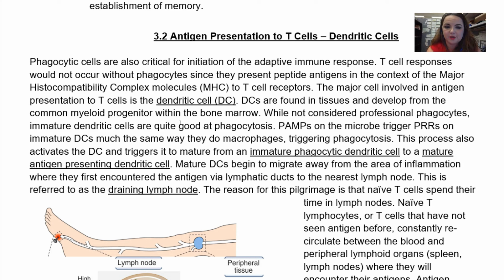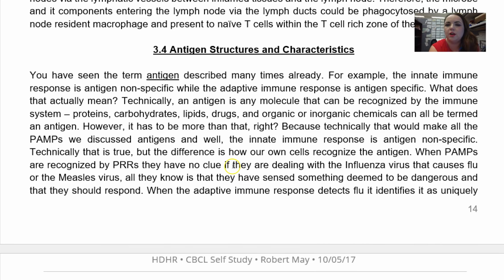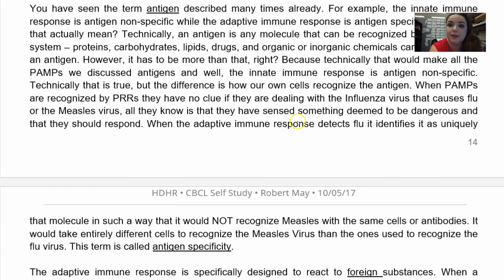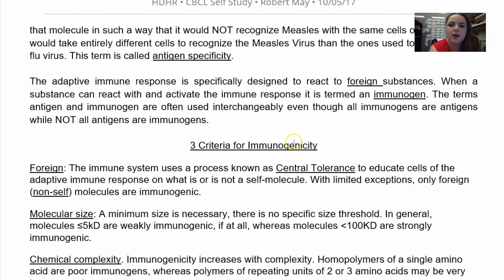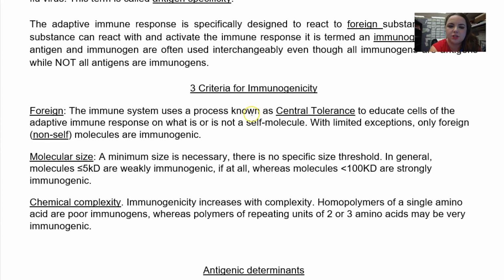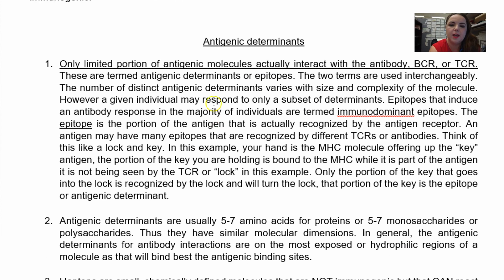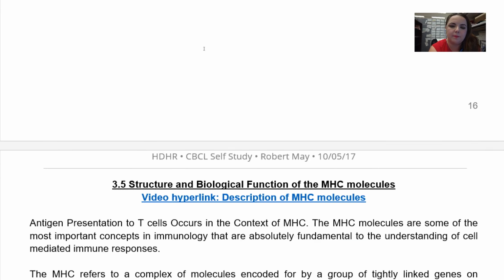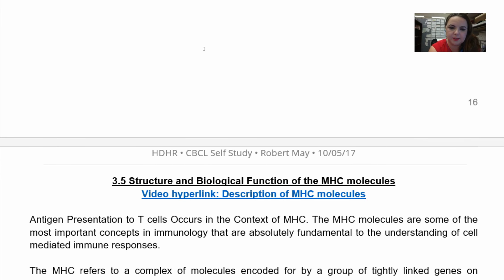And then we have to talk about the antigens themselves. So we've discussed the term antigen a lot of times, but now we're going to go into what it means to be an antigen. How does an antigen lead to an immune response? What part of the antigen do the cells see? Things of that nature.